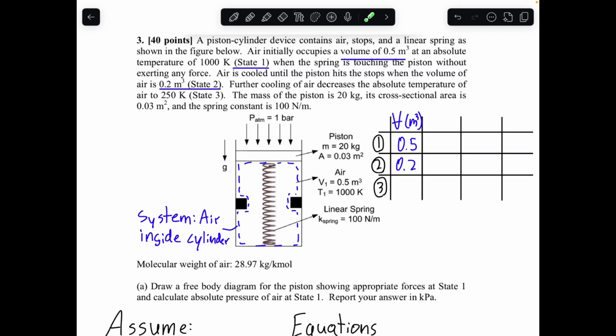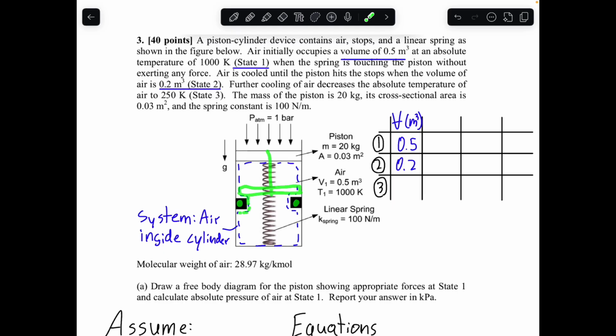And you might think it doesn't give us any information about the volume at state 3, but actually we need to read the problem just a bit closer, because it's saying that the piston is hitting the stops at state 2, which are these black little blocks here. And so once it hits these stops, the volume can't change anymore. So the piston is going to fall, and it's going to end up at some spot right here, just resting on top of these stops.